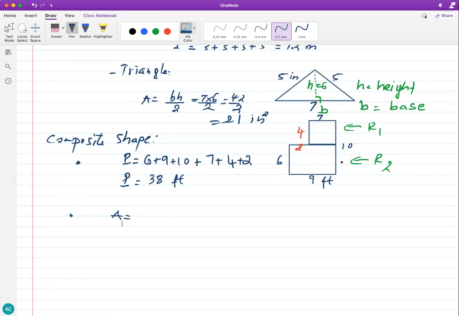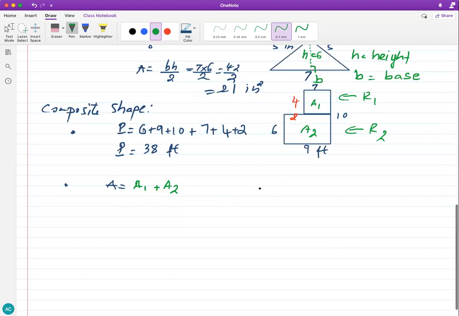So we have to split it. We did. So basically, we're going to find 2 areas here. We're going to find A1, and we're going to find A2, area 1, area 2. When we add them, the total will be this whole thing. That's what we need. We need the area of the whole irregular or composite shape.